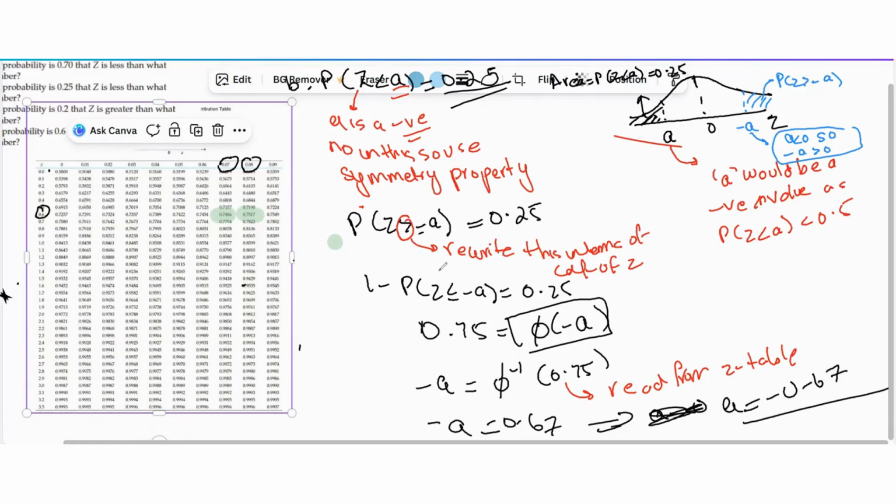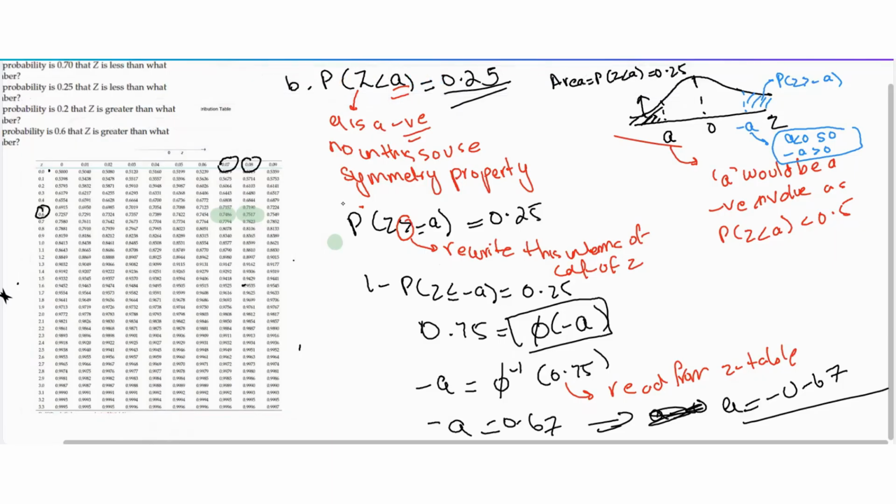Whenever you want to find the Z value given a probability, the first thing you have to figure out is whether A is a positive number or a negative number. If it's a positive number, it's very straightforward. If it's a negative value, then you have to use the symmetry property, because the Z table does not have CDF values for negative values of Z. So you have to first apply the symmetry property in that case.